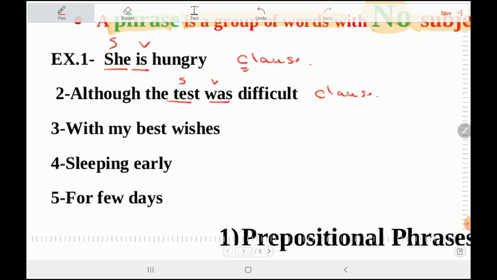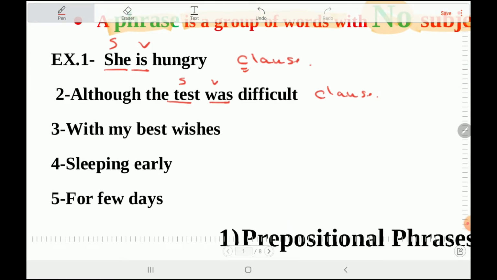With my best wishes. Is that a clause ولا phrase؟ في subject هنا، في verb. You know what is a verb؟ عارفين يعني ايه verb؟ A verb يا ولاد حاجة من الاثنين. It's an action or a state of being. يعني ايه an action؟ Action when you play, that's an action. When you eat, you sleep, you go. طب state of being, this is your state.